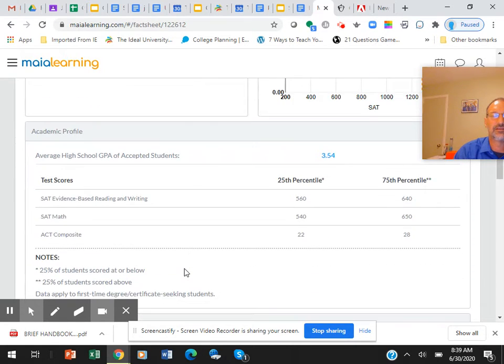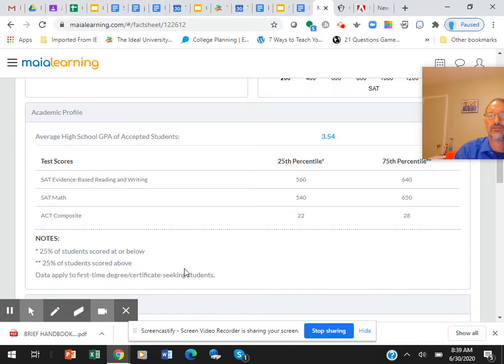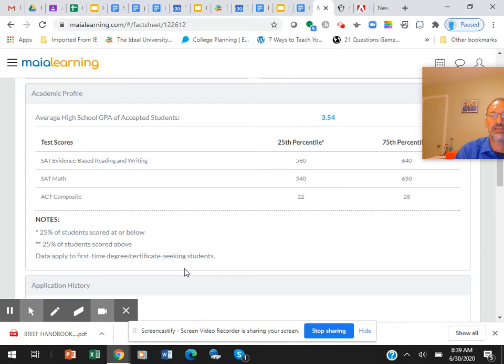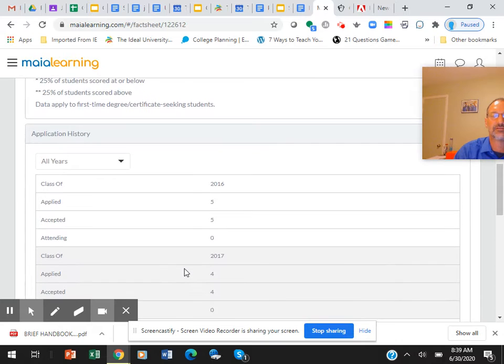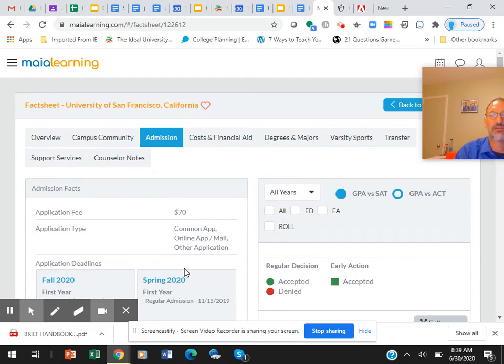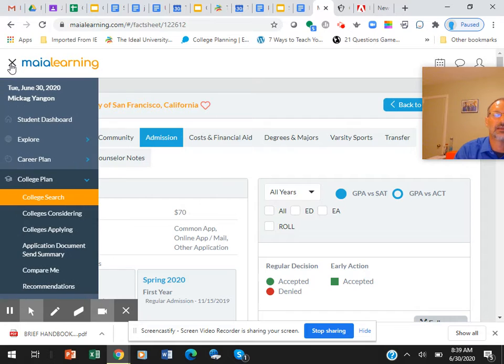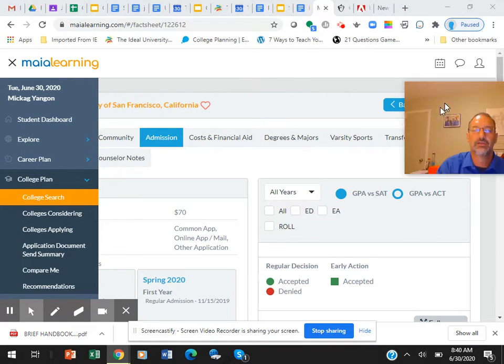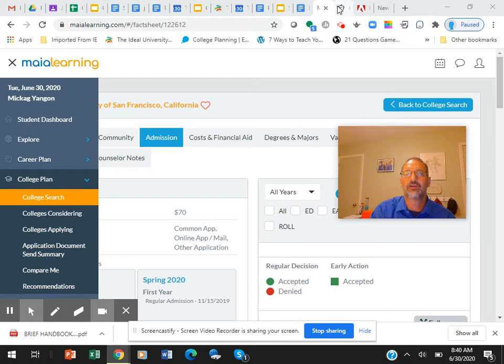Acceptance rate 66, right? Here's from their academic profile, what they're looking for in terms of the SAT and their GPA. And then other data here. So after looking at a school, if you think you want to keep track of it, you can click that and it will keep track of your list. And then you can look at colleges considering, and that's where it ends up. Okay. So that's one way of doing a college list.